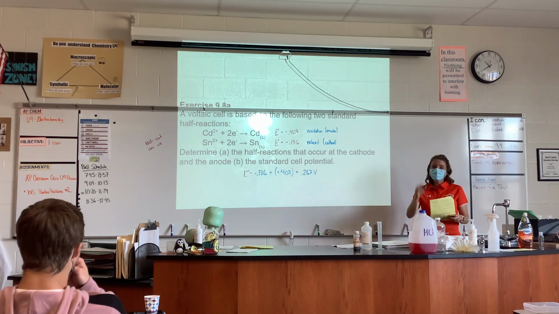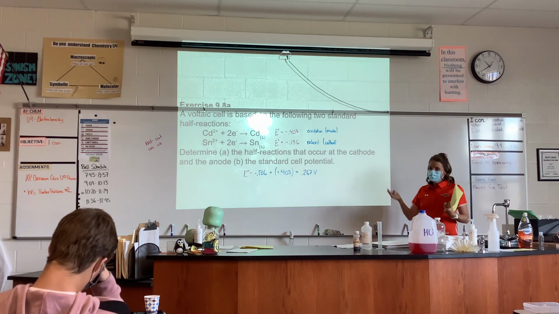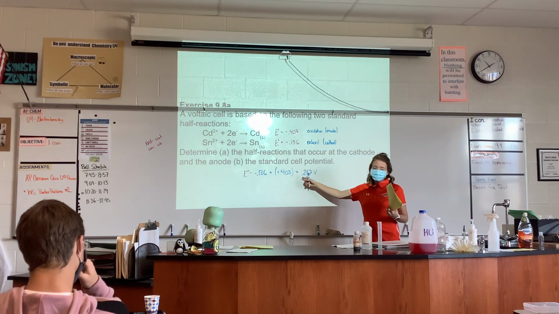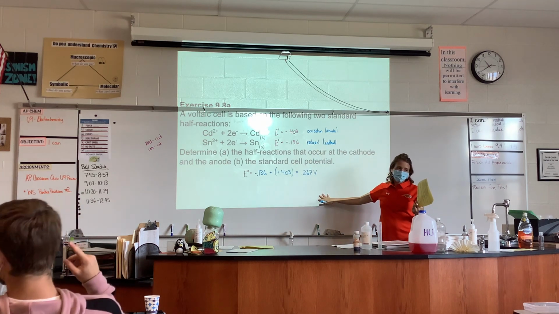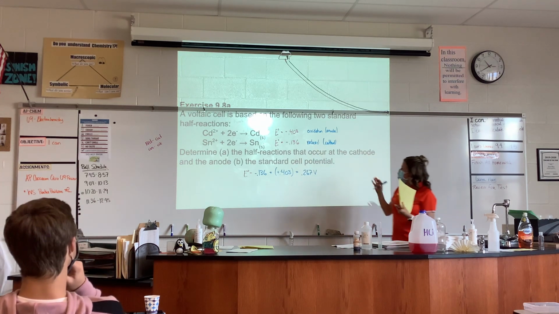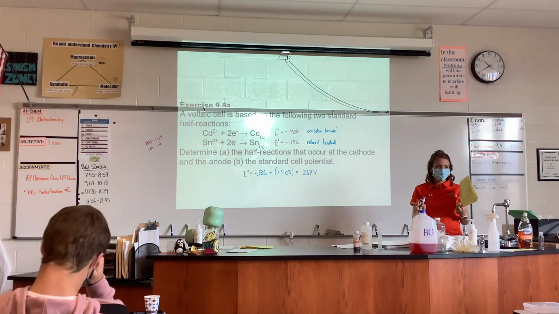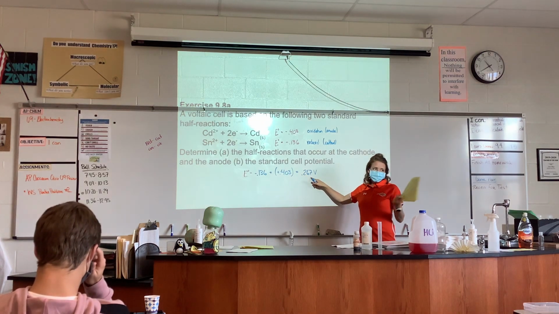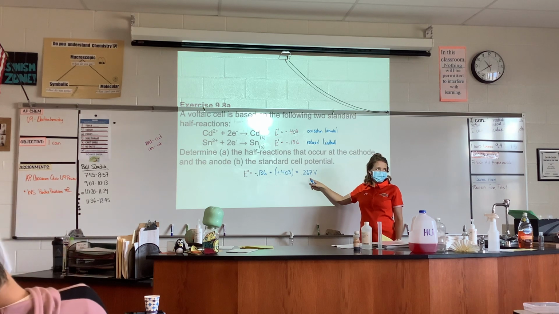Okay, now the thing about these problems, everybody, is you're really only gonna get one of two answers. You're either gonna get a positive number, or if you do it backwards, you're going to get a negative number. The key thing is that if the reaction is happening on its own, the voltage has to be positive. So if you get a negative number, you know you did it backwards.